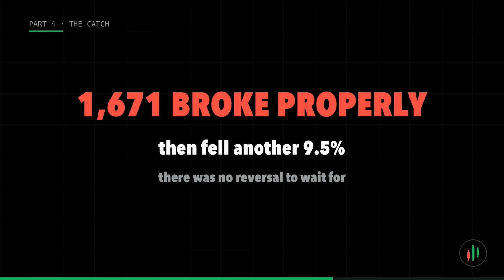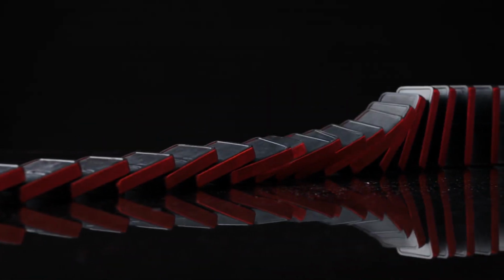In the same 6 weeks, a level at 1671 broke properly. Price closed below it and kept going, another 9.5% lower over the following days. There was no reversal to wait for. Anyone who had removed their stop because it kept getting hit found out what the stop was actually for.